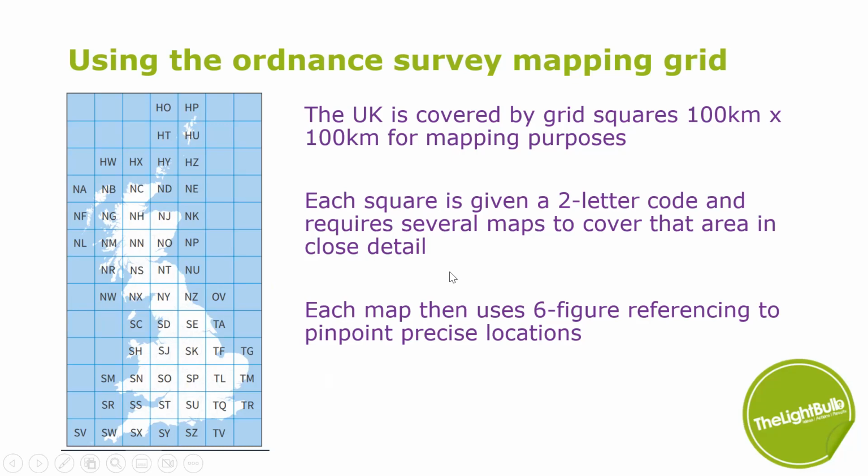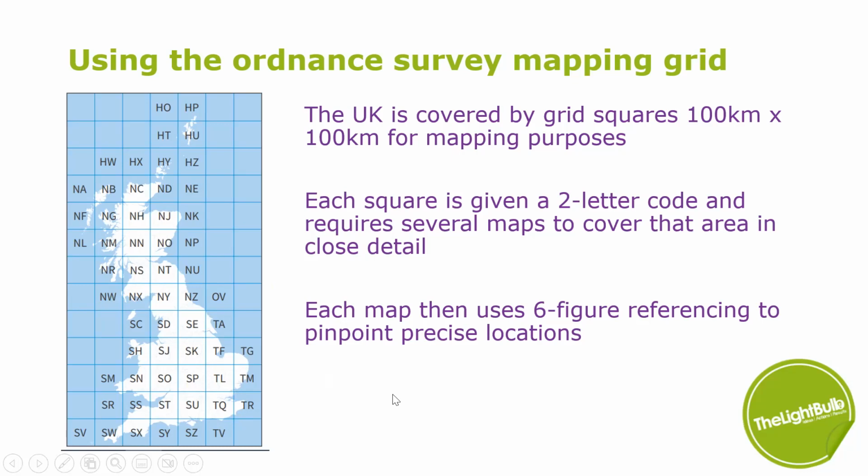And this stems from the days when it was first all mapped out for military purposes and so on. Anyway, the uses have changed over time to help us map out roads and hills and country walks and things like that. Each square is given a 2-letter code and is large enough, within those 2 letters, to still require several maps to cover the whole of one of these squares. So you might have, for instance, half a dozen maps to cover the TL area, or half a dozen maps again to cover the TQ area, and so on.